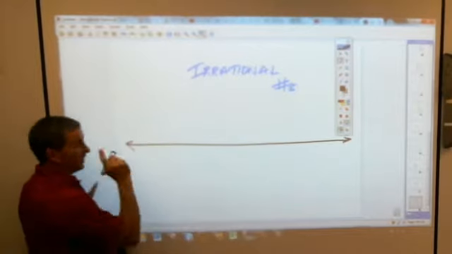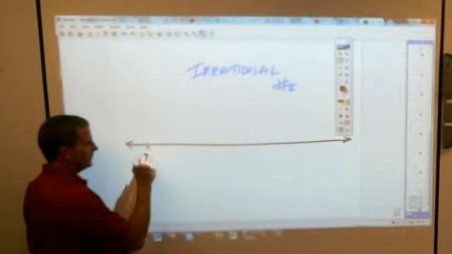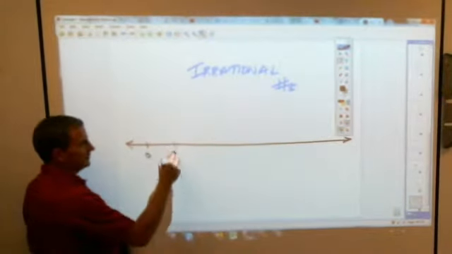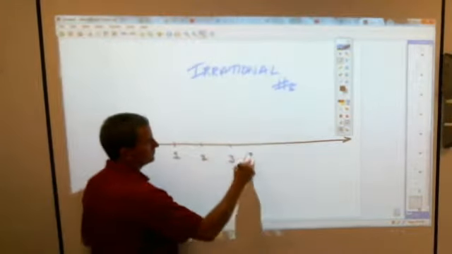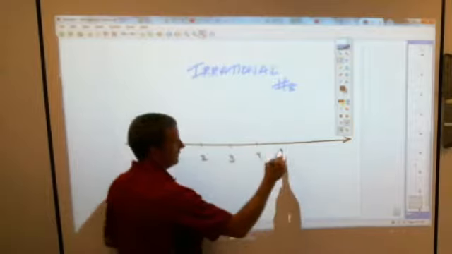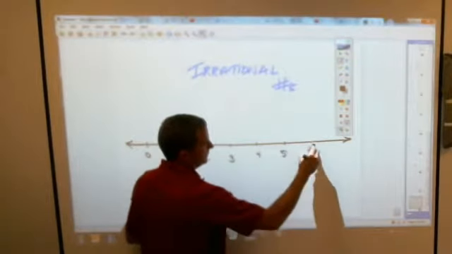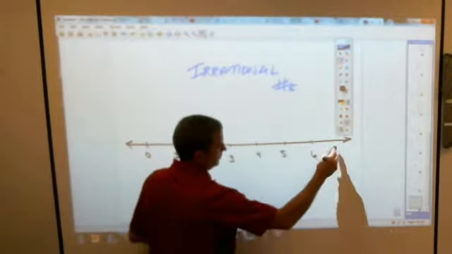Let's start with a number line here, by the way. Let's start at 0, shall we? What should we go up to? We probably should have gone up to 10. Let's just go up to 7.